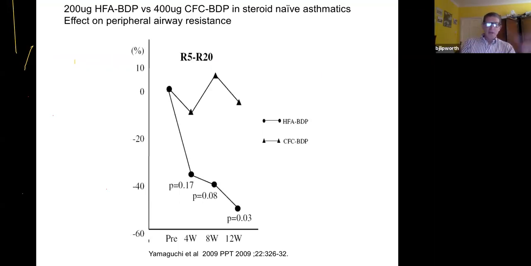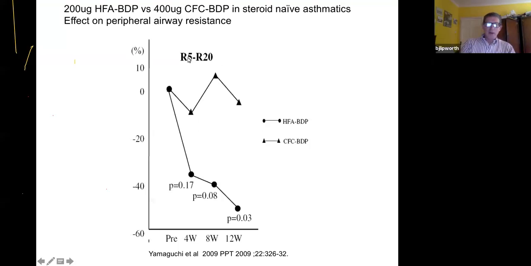How do these variables change? So here's a paper where they gave patients HFA betamethasone, QVAR, which has a particle size of about 1 micron, so small particles, and they compared it to the old-fashioned CFC betamethasone, which has particles in the range of about 3 to 4 microns. So coarse particles to extrafine particles.